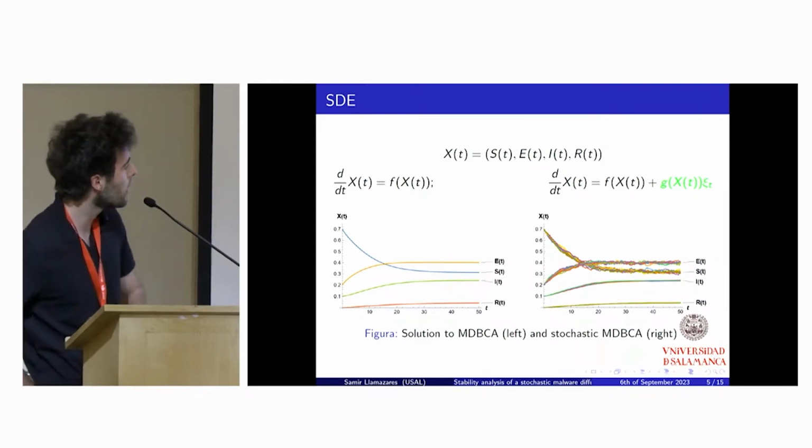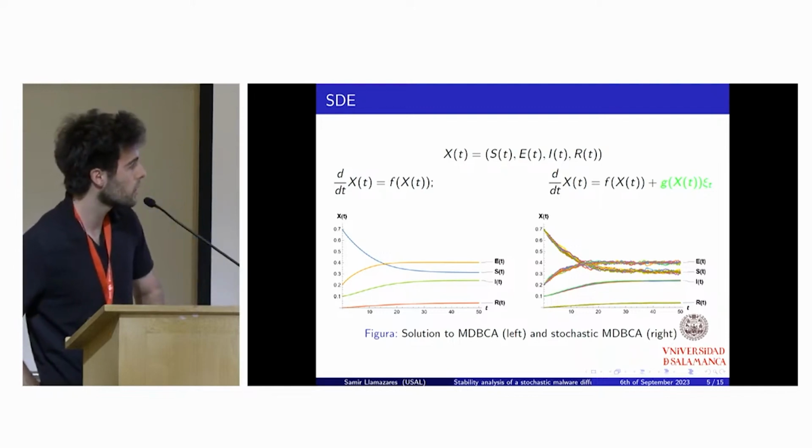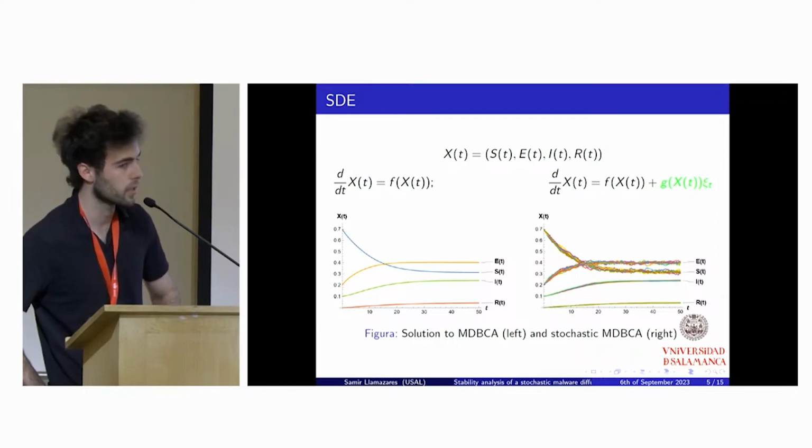In this figure on the left, we have the solution to the MDBCA, the deterministic one, and on the right, we have possible trajectories of the solution to the stochastic one. As you can see on the right, there are several different trajectories, which is a result of the fact that this model is now random.